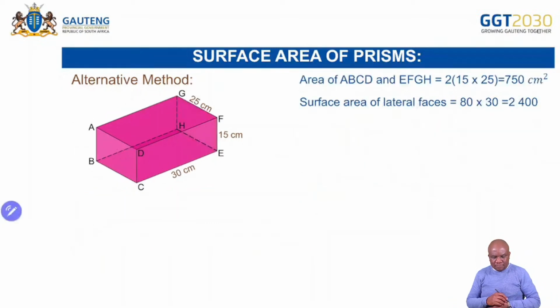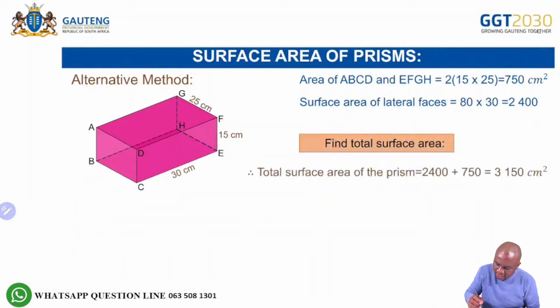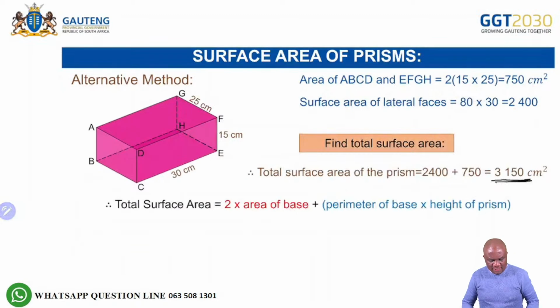We add them, and then what do we get? We get 3,150 square centimeters, which is similar to what we got when we used 2 times length times breadth plus 2 times length times height plus 2 times breadth times height. We got the same area, isn't it? And then the formula is this formula. So you can write it down in 1 minute, and then after this I'm going to give you a nice activity that you're going to do. Notes for 1 minute.